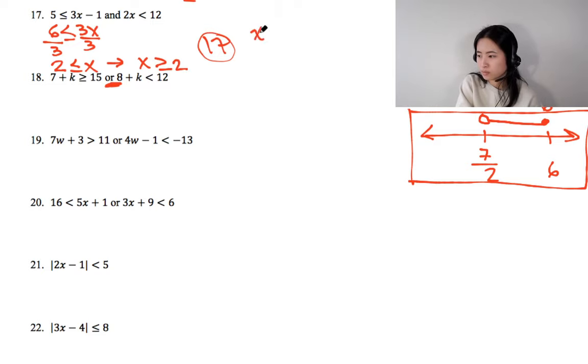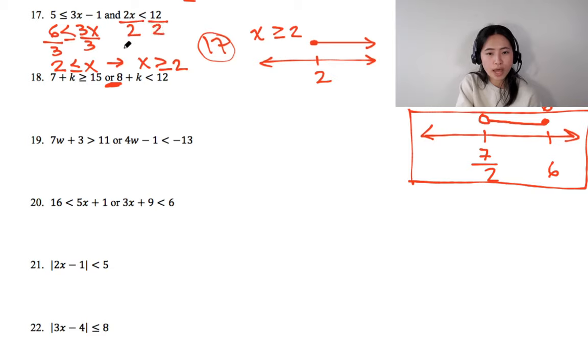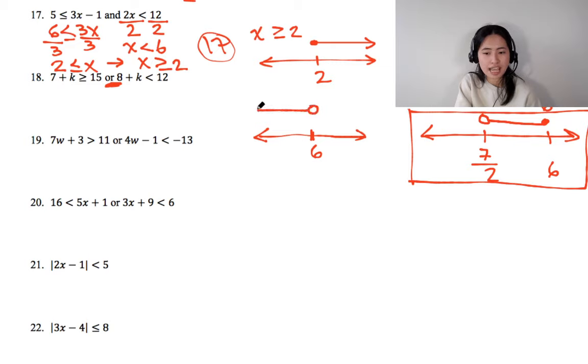So let's just draw that out. 2 is right here on the number line. And greater than or equal to means 2 is included, so you're going all the way greater than 2. Does that make sense? And then you have 2x less than 12, right? So dividing both sides by 2, you're going to have x less than 6. So you have 6 right here, and this is less than, which means you're going to have an open hole, and it's anything before 6, right?